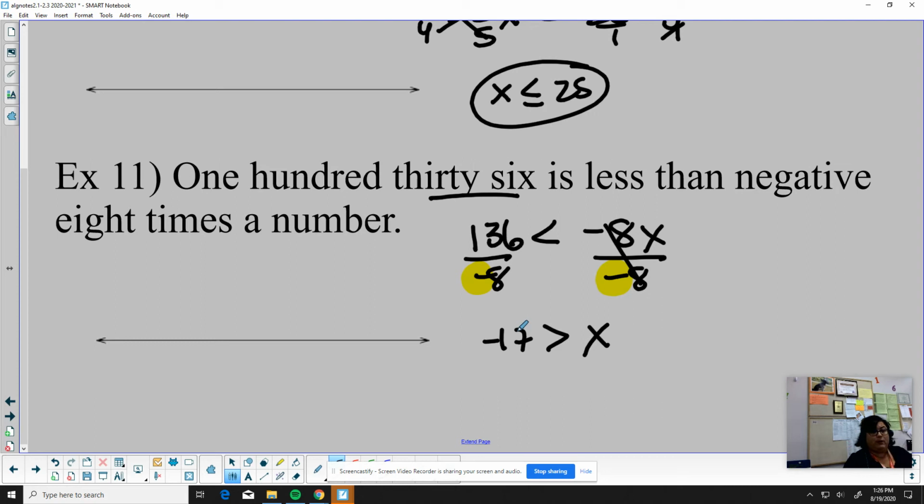Okay, the problem here, and I hope you see it, is that x is at the back. It needs to be at the front, so we're going to switch it around. So it was greater than, now it's again less than. So this is the answer I'd be looking for on an assessment or on your homework.